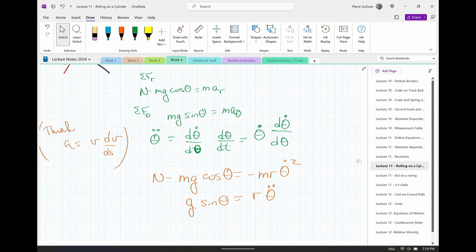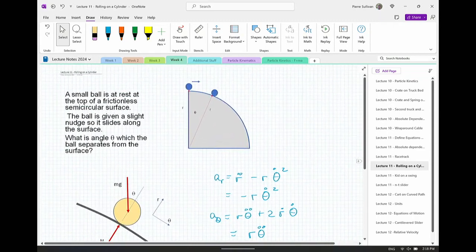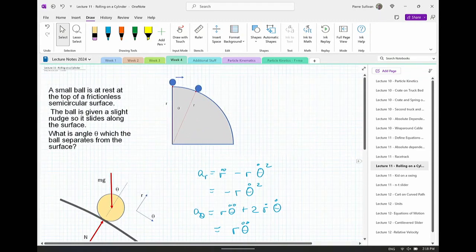Oh, there. And so if you remember, this is, again, a problem that looks very complex. And there are a lot of really complex kinds of motions that you're dealing with. You have a small ball at rest at the top of a frictionless semicircular dish surface. The ball is given a slight nudge, so it slides along the surface. What is the angle theta at which the ball separates from the surface? And what you're looking for is when the normal goes to 0.